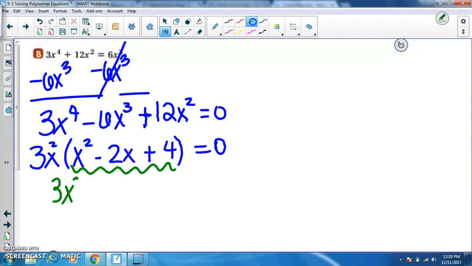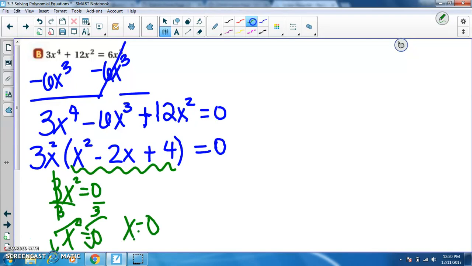So 3x squared equals 0. I would divide by 3. X squared equals 0, square root. X equals 0 is one solution. Now I'm going to get imaginary solutions for my quadratic.